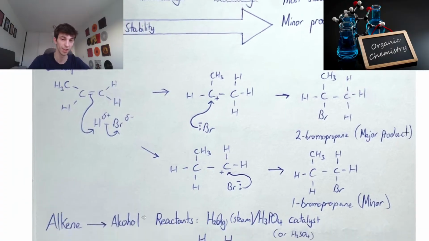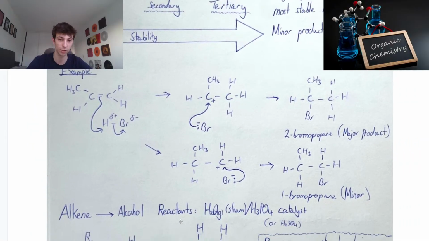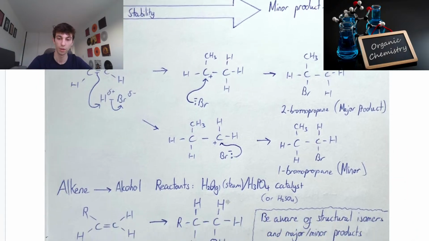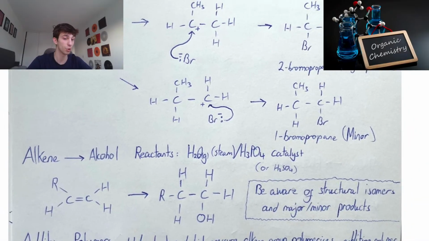Nothing scary there, guys. Alkene to an alcohol. The reagents that we need are steam and a phosphoric acid catalyst. We can also have sulfuric acid, but I think phosphoric acid tends to be the one they tell you in these papers. So all it is, guys, we have to be very aware of the structural isomers and the major and minor products once again.